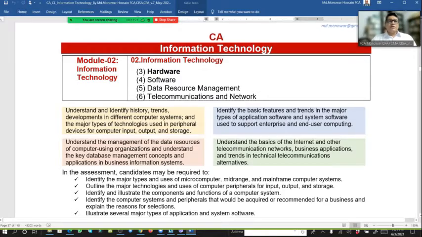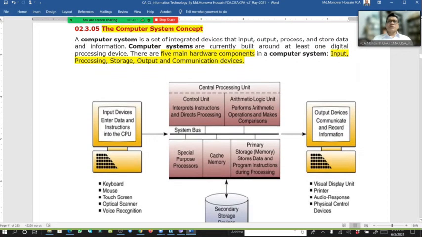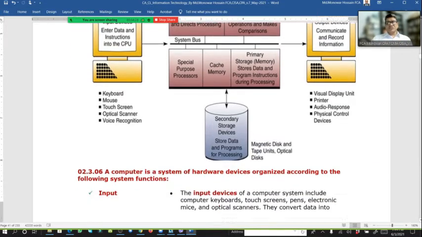We are in Module 2, Information Technology, and within Information Technology, that means Chapter 2. Within this chapter, we have 4 topics: hardware, software, data resource management, and telecommunication and network. We can say that the components of a computer system are 5: input, process, store, output, and communication device.